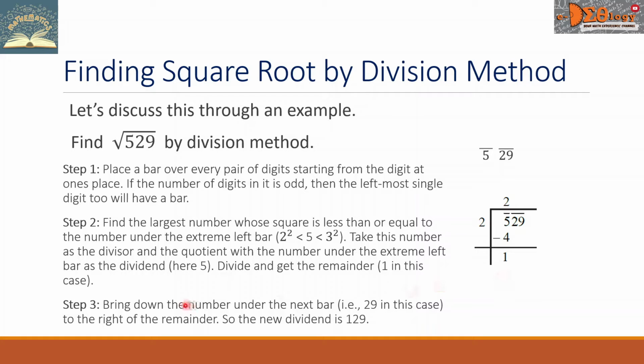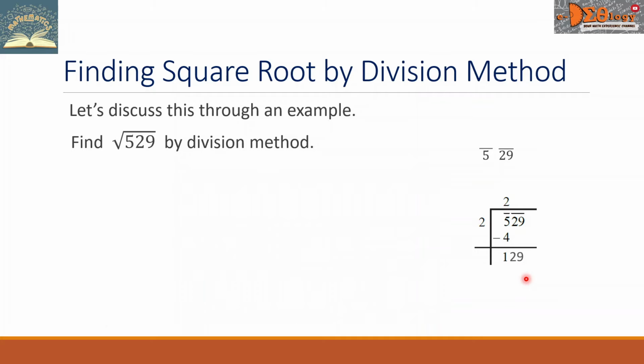Step 3. We bring down the number under the next bar. In this case, it is 29 to the right of the remainder. So, we have now the new dividend 129. Step 4. We double the quotient and enter it with a blank on its right. In here, our quotient is 2. When we double, it becomes 4. And then, we put a blank after number 4. We need a digit for this blank.